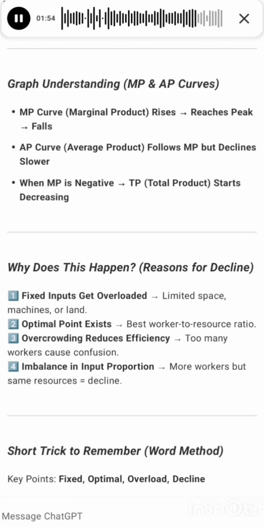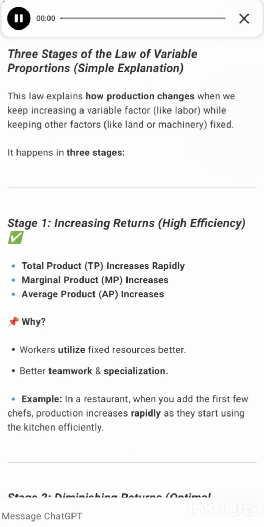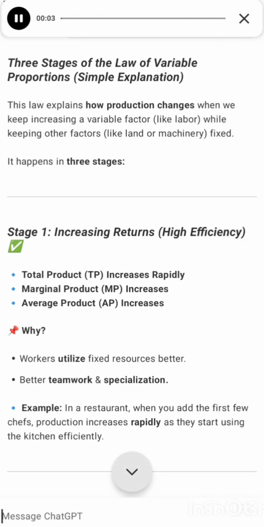Short trick to remember, word method. Key points. Fixed, optimal, overload, decline. These are the stages of the law of variable proportions. Simple explanation. This law explains how production changes when we keep increasing a variable factor like labor, while keeping other factors like land or machinery fixed.